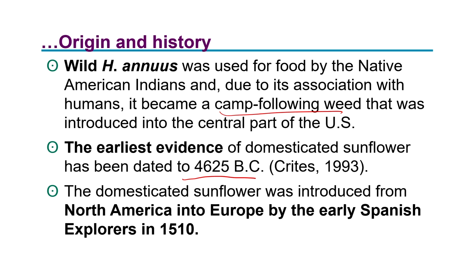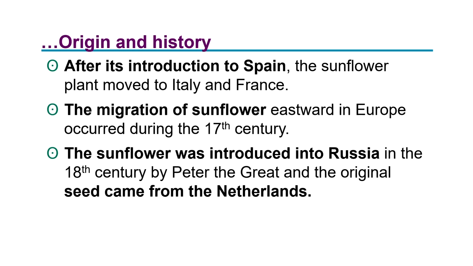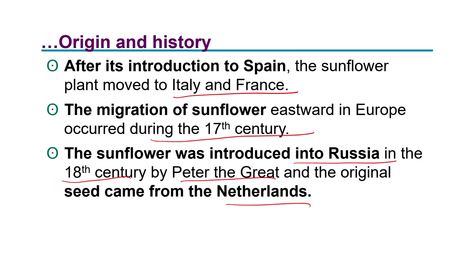The domesticated sunflower was introduced from North America into Europe by the early Spanish explorers in 1510 AD. After its introduction to Spain, the sunflower plant moved to Italy and France. The migration of sunflower eastward in Europe occurred during the 17th century. The sunflower was introduced into Russia in the 18th century by Peter the Great, and the original seed came from the Netherlands. So you can see this is how it spread from North America to Central America and to Europe and also in Asia and the Russian Federation.